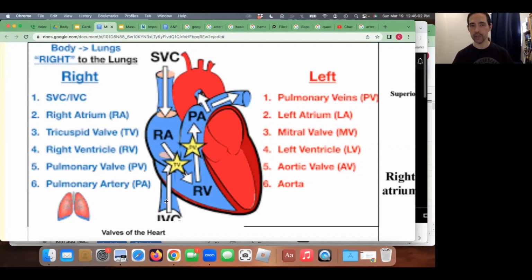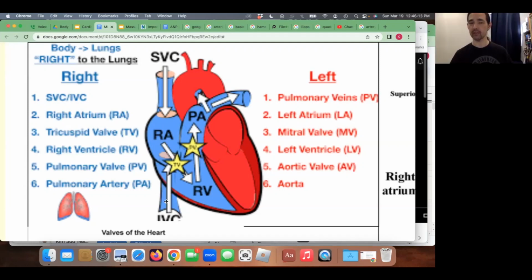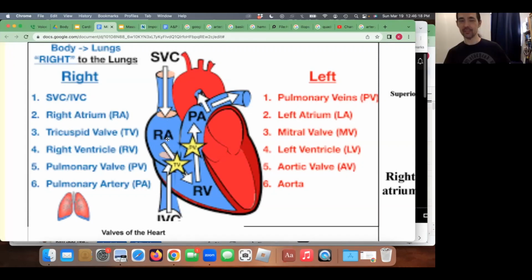Guess why there are 2 branches, a superior and inferior? Emmy: One's pumping out and one's pumping in. That is an excellent guess, however, not accurate. They're both pumping into the heart, right? They're both pumping into the heart.